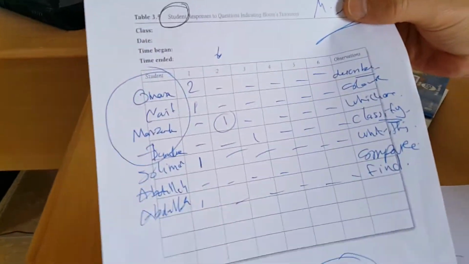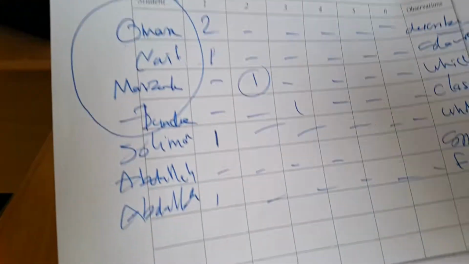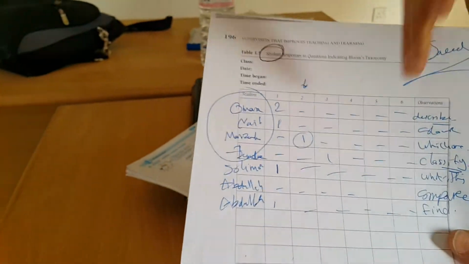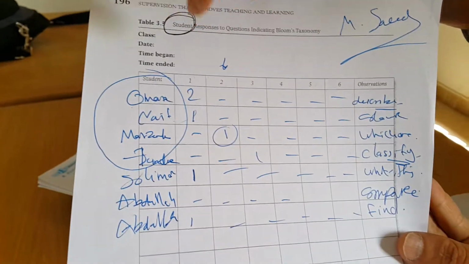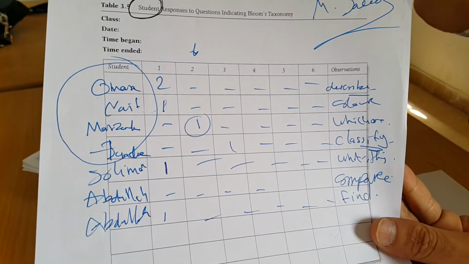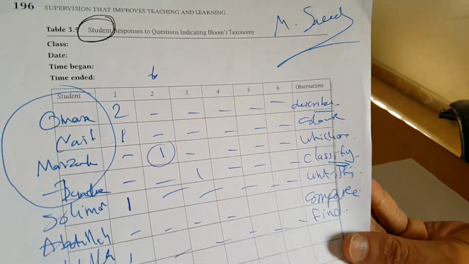Your comment about this experiment? And this one is the second form, which is related to the students themselves. As you can see, students' names and the type of questions they answered and the level of thinking each question is related to. Nice.